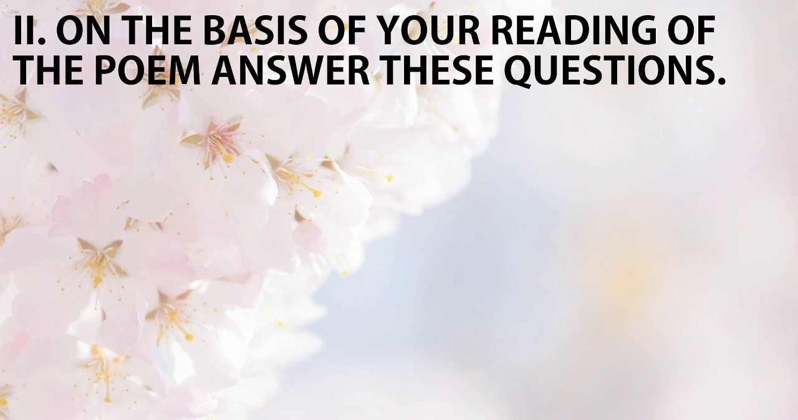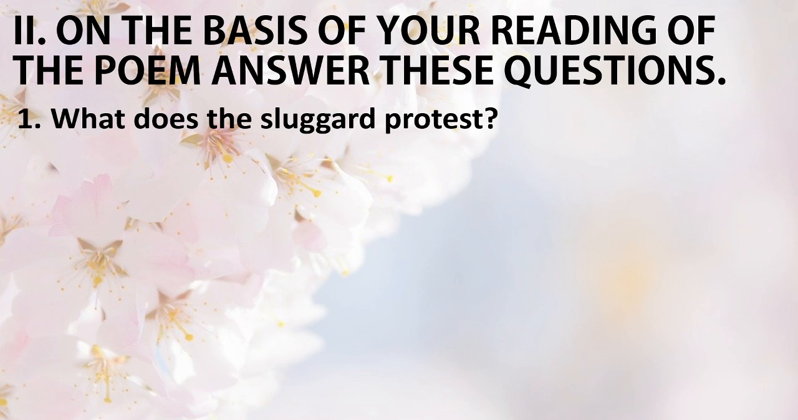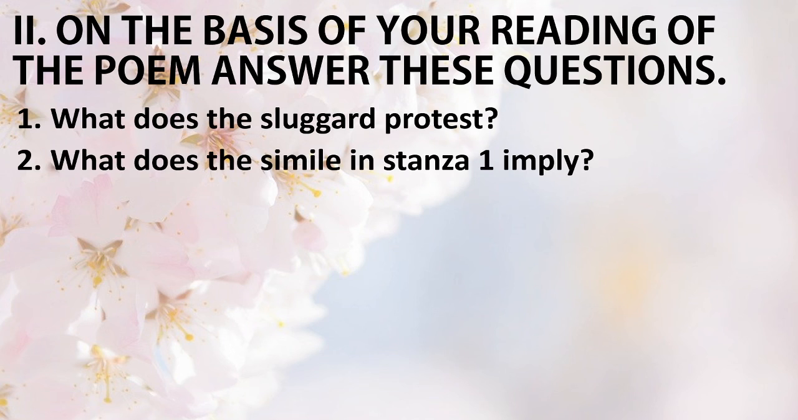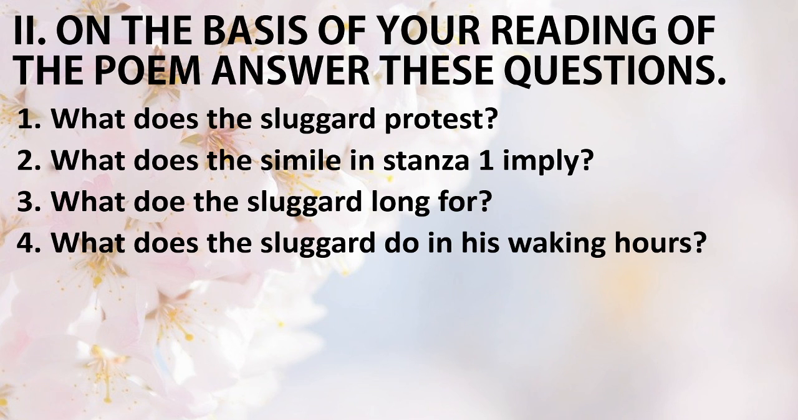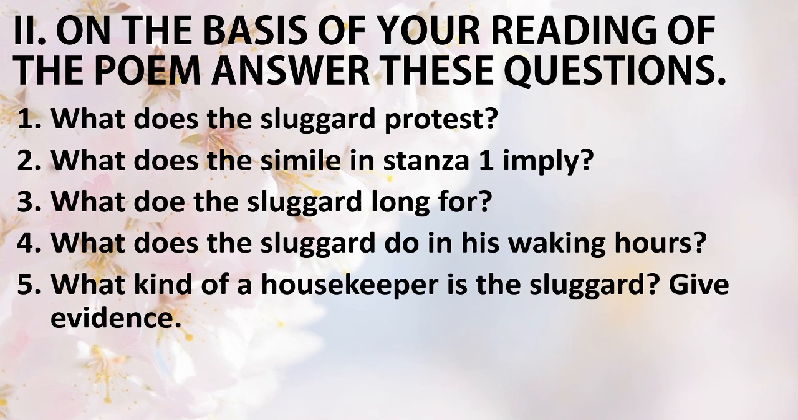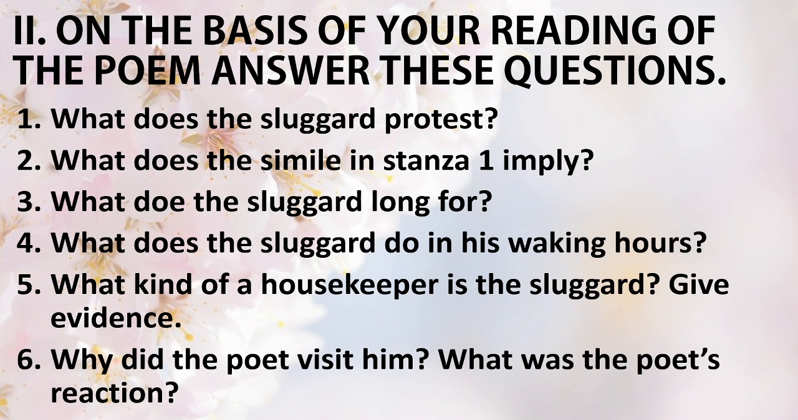The second type of questions pertaining to the passage are: question number 1, "What does the sluggard protest?" Number 2, what does the simile in stanza 1 imply? Number 3, what does the sluggard long for? Next, what does the sluggard do in his waking hours? Question number 5 says, what kind of a housekeeper is the sluggard? Give evidence. And the last says, why did the poet visit him? What was the poet's reaction?